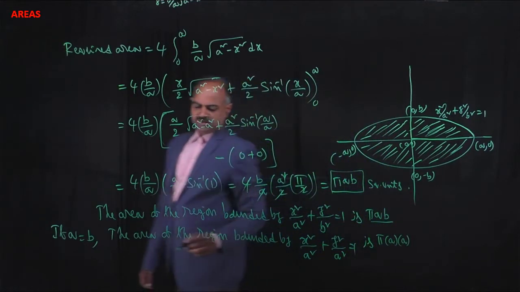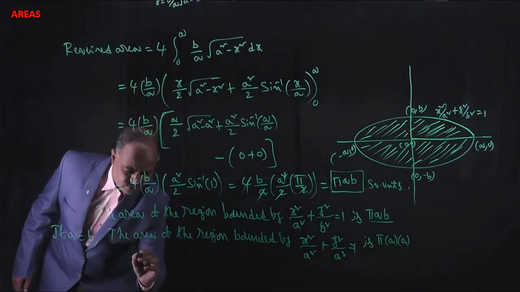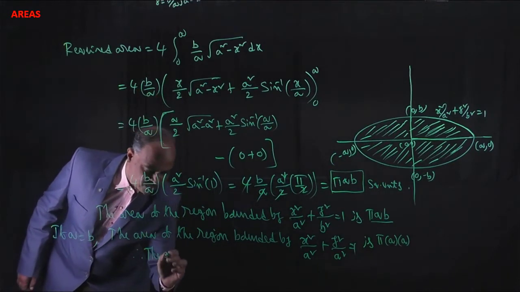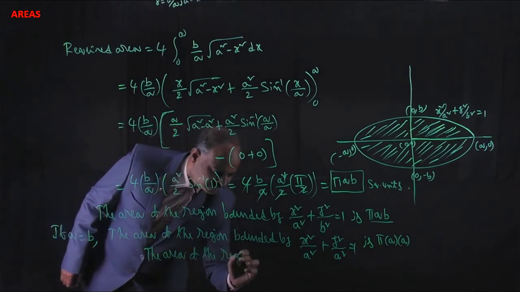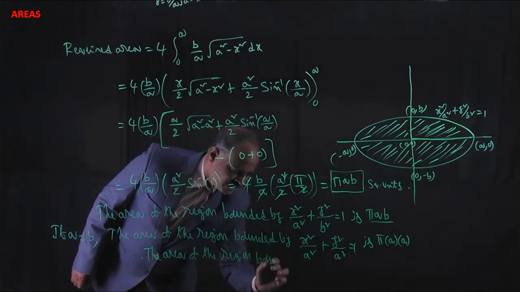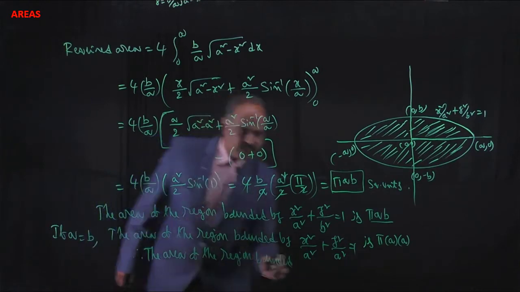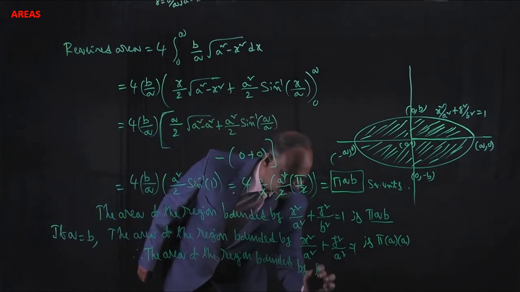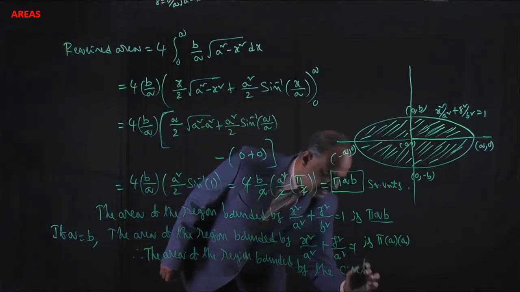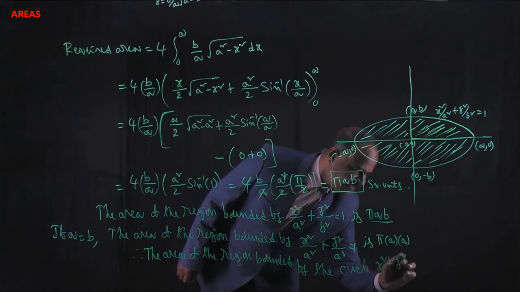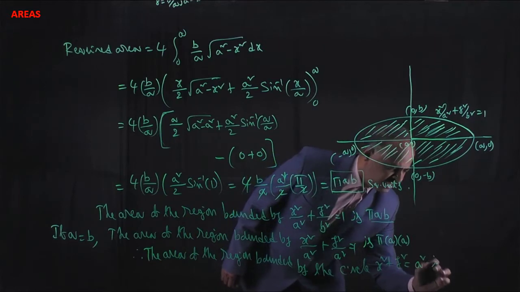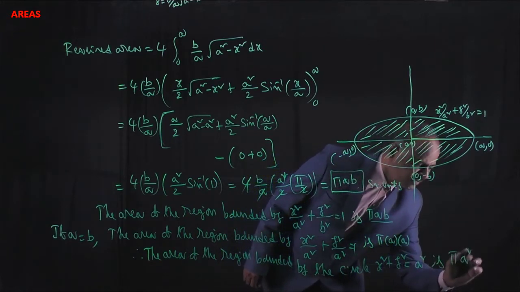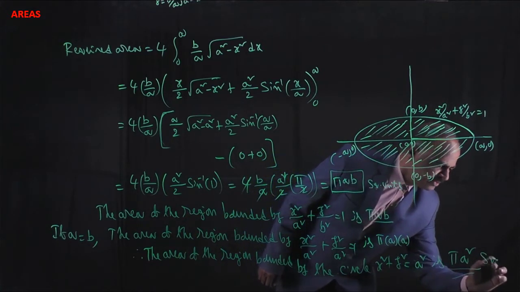Therefore the area of the region bounded by the circle x square plus y square equal to a square is pi a square, square units.